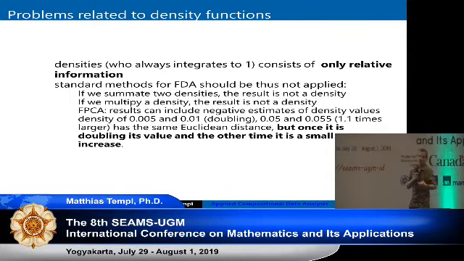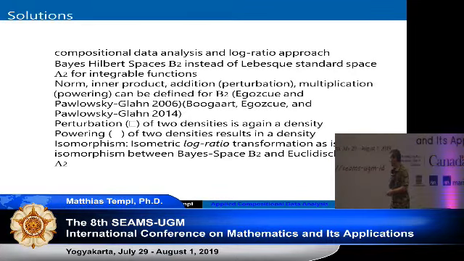What are the solutions? The solutions are, from the mathematics point of view, rather complicated. I will only give you a brief sketch about that. So we do a compositional data analysis with a log ratio analysis approach. We use so-called Bayes Hilbert spaces instead of Lebesgue standard spaces for integrable functions. And we can define a norm, an inner product, an addition, which we call perturbation, and a multiplication, which we call powering in that context, also for these Bayes spaces. So with this addition, the perturbation of 2 densities, we again result in a density. And if we multiply a density, we again result in a density. Those are some advantages we have. And there's an isomorphism, so we have an isometric log ratio transformation between the Bayes space and the Lebesgue standard space for integrable functions. And we can go back and forth there.